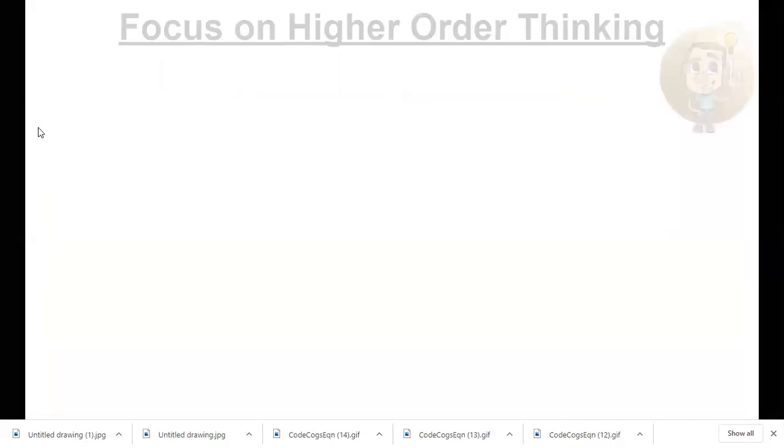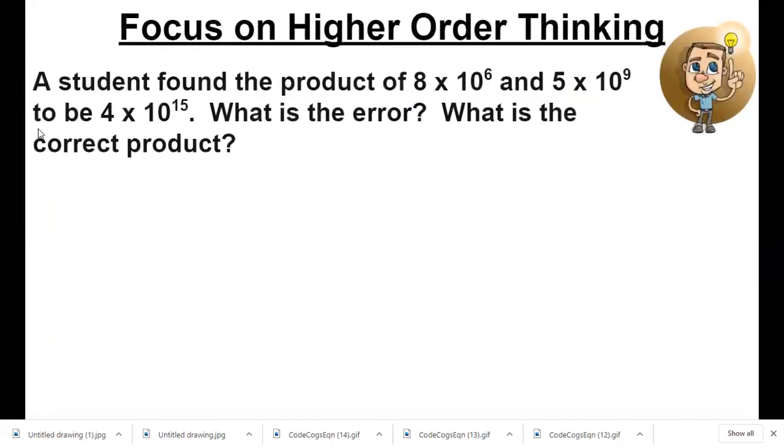Okay, moving on. We're still focusing on higher order thinking. A student found the product of 8 times 10 to the 6th and 5 times 10 to the 9th, so they multiplied them together to get 4 times 10 to the 15th. So what is the error? What did they do wrong?